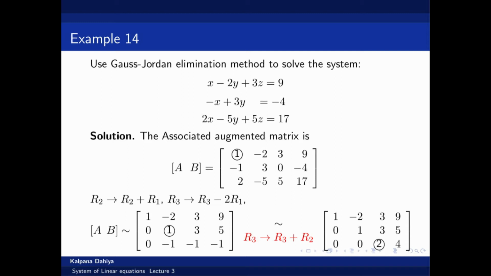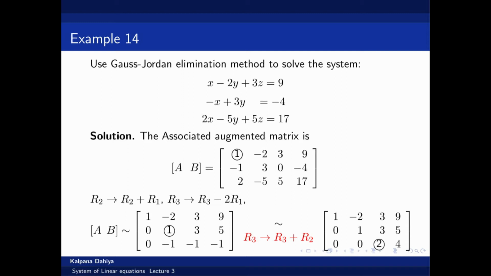Now we go to the second row. The first non-zero entry is a 1 corresponding to the second column. So this is the pivot element. Using this element, we make the first non-zero entry in the third row, which is minus 1, into 0. For this, I am applying the following elementary row operation: third row goes to third row plus second row.